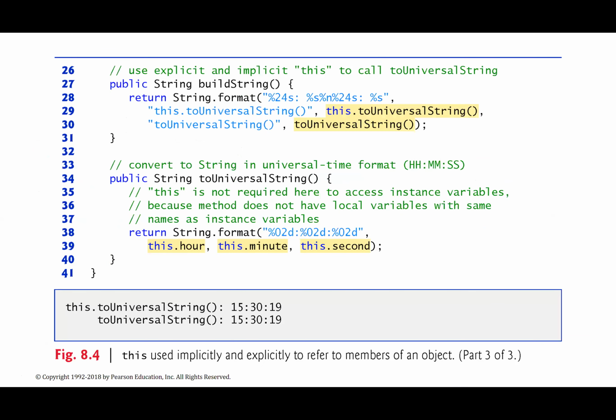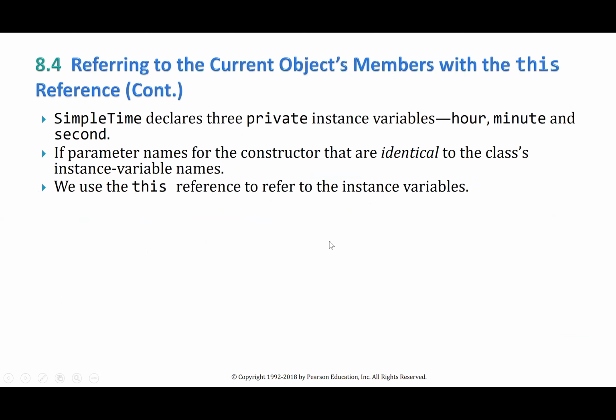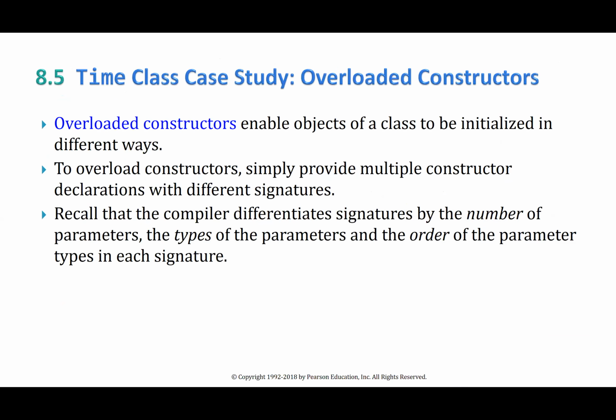We'll see that in the getters and setters. You can do that throughout everything. Okay, but you really don't have to do it here because there is no parameter named that, so it's not going to get confused on what it is as it goes through. We have 3 private instance variables. If the parameter names for the constructor are identical to the instance variables, they use this reference to refer to the instance variables.